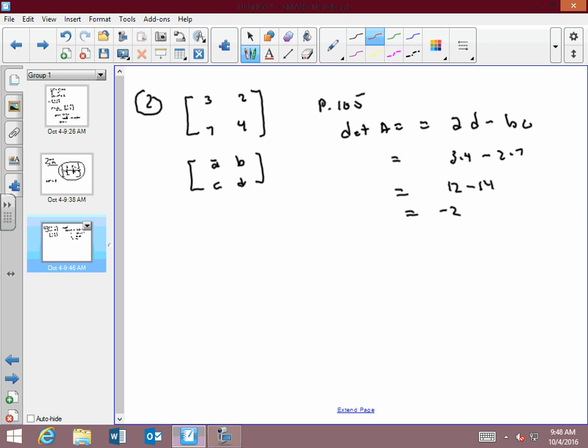That's minus 2. And then the formula says you've got to do 1 over the determinant of A, and then you interchange the A and the D, then you do a minus the B and minus the C. So that's 1 over minus 2, and then you would have 4, minus 2, minus 7, and 3.